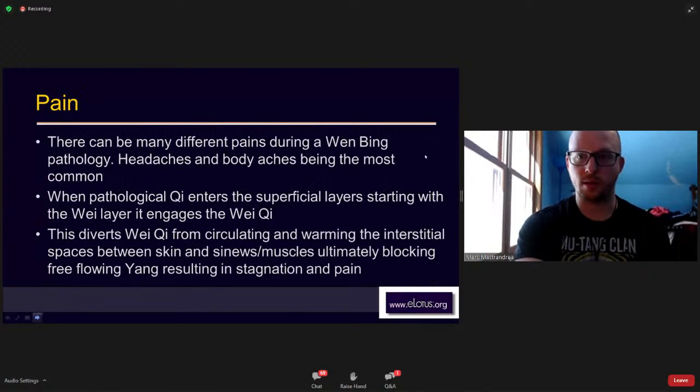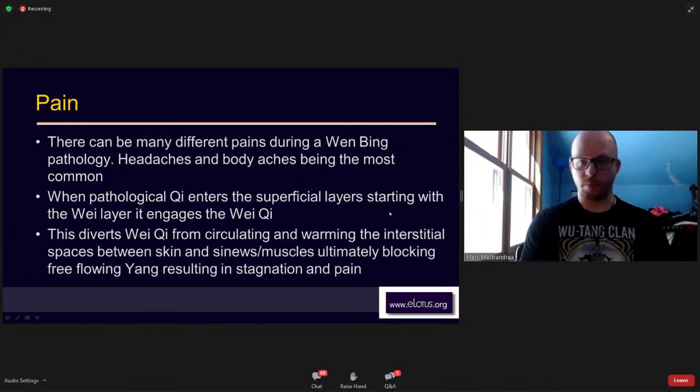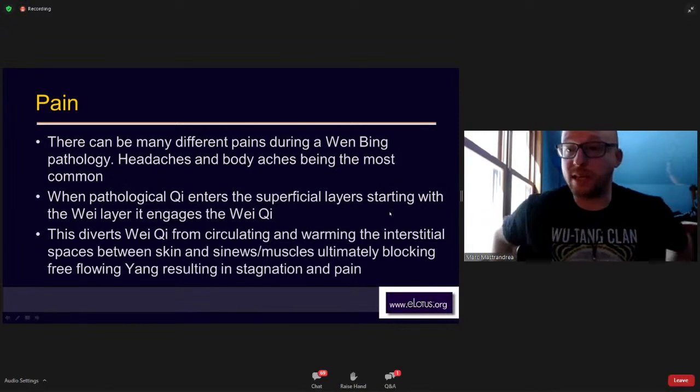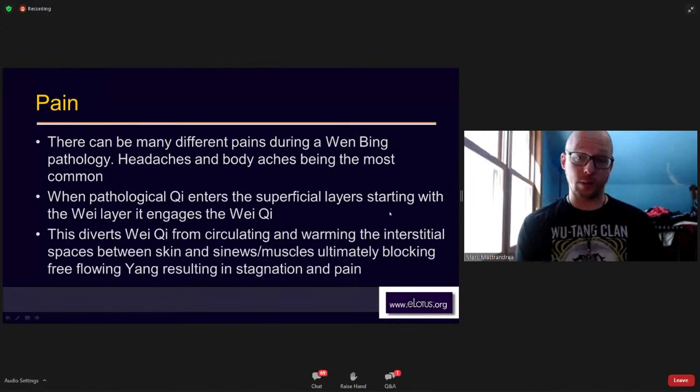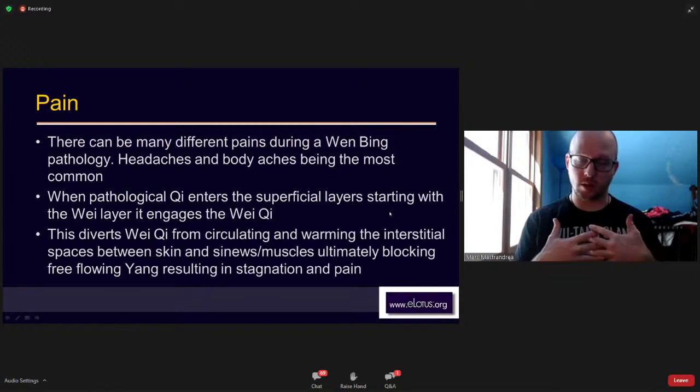All right, pain. These are all the new things we didn't really go over yesterday. There could be many different types of pains during Wen Bing, right? A lot of them. Obviously, you've got an external invasion. You're going to feel body aches, headaches, right? But you can also feel abdominal pain from blood stasis amassing. You can feel chest pain if there's injury to the network vessels in the chest. People can have heart attacks if there's heat that enters the pericardium and causes it to close internally, and then that will move into the network vessels of the chest.